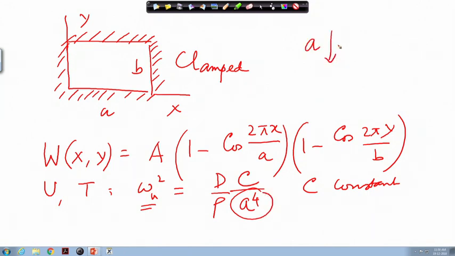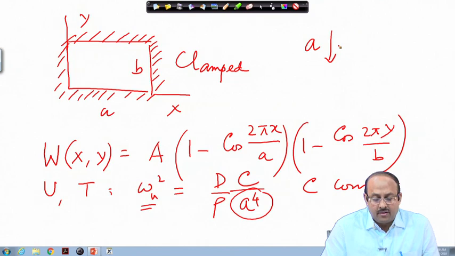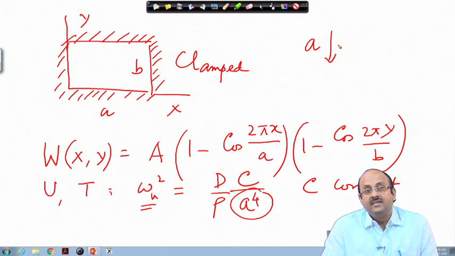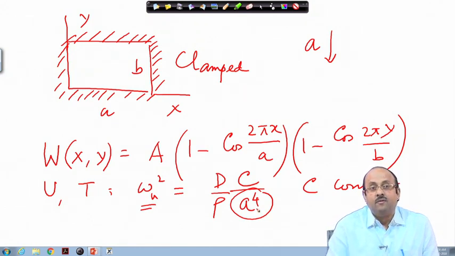That means the size of the PCB could be reduced. But if you have a large A, then we have a certain advantage: we can accommodate a number of small components on the same PCB. Whereas, if you have this large A, then its omega n decreases, so it is not good from the vibration point of view. Similarly, if you have small a, then omega n will increase, but the size will reduce, so it cannot accommodate so many components.